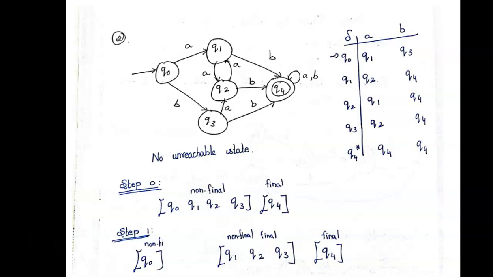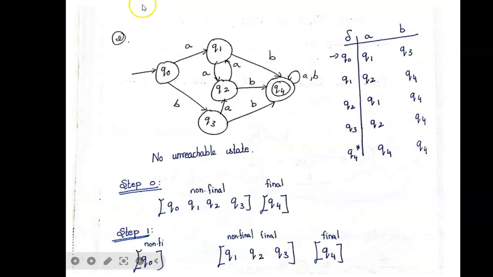Hello students, in this video lecture, I'll be taking another example of DFA minimization using partition method. So in my previous video, I've already explained DFA minimization using partition method. So this is the next example. So here in this example, we can see we have 5 states and transition graph as well as transition table both are given. So any one can be given to you or both can be given.